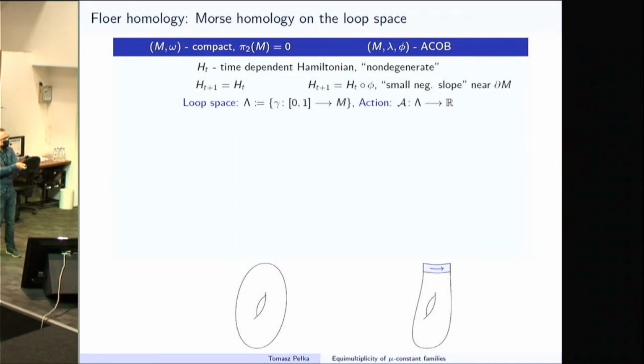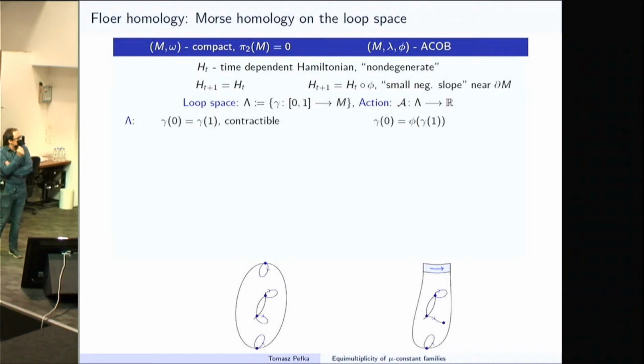Anyway, so before we did Morse homology on the manifold, now we do Morse homology on a certain loop space with respect to some action which will play the role of the Morse function. What is the loop space? Here I just take the contractible loops. Here I take twisted loops, so the paths that start at a point and end in the image of this point by my symplectomorphism. So for the fixed points, I get loops, but of course, I might get some paths like this.